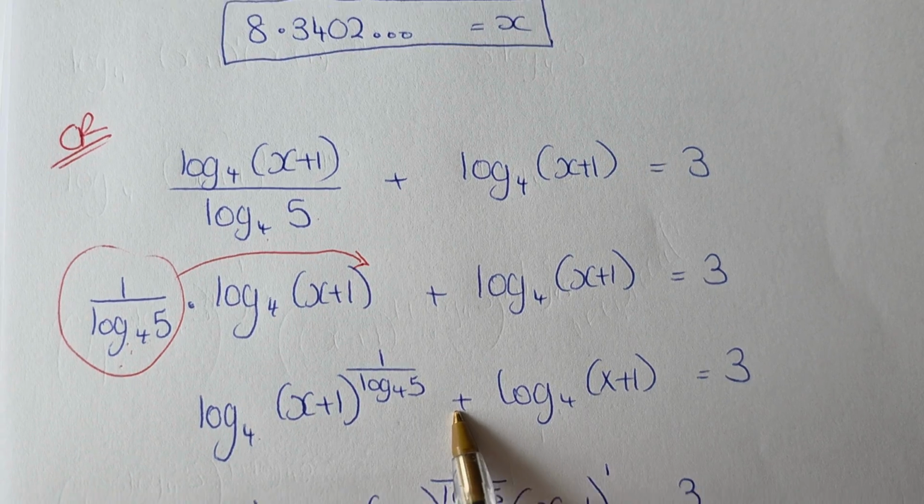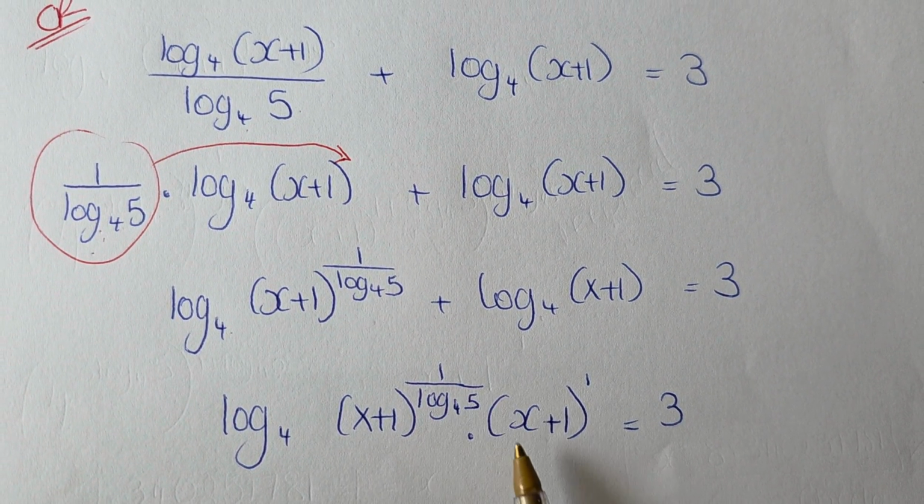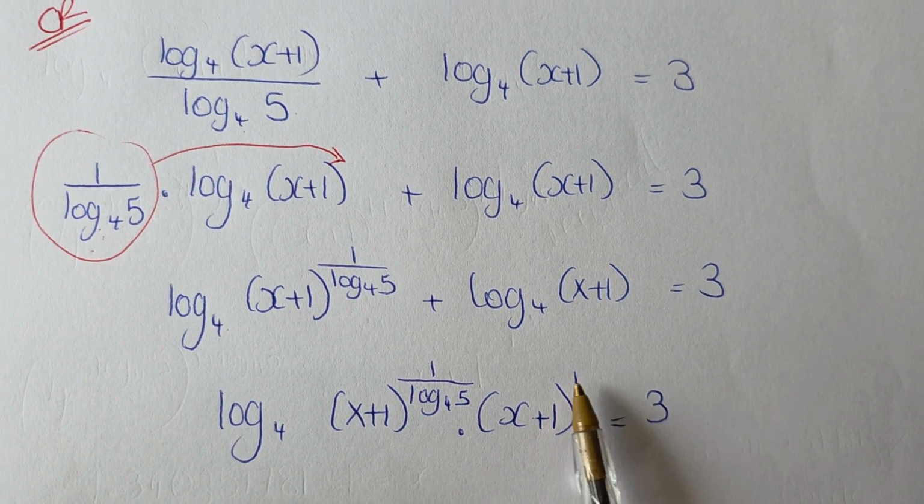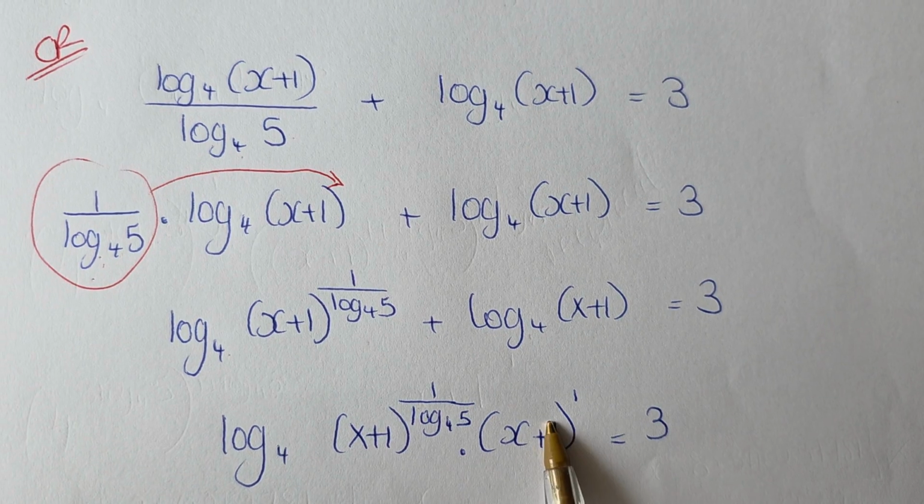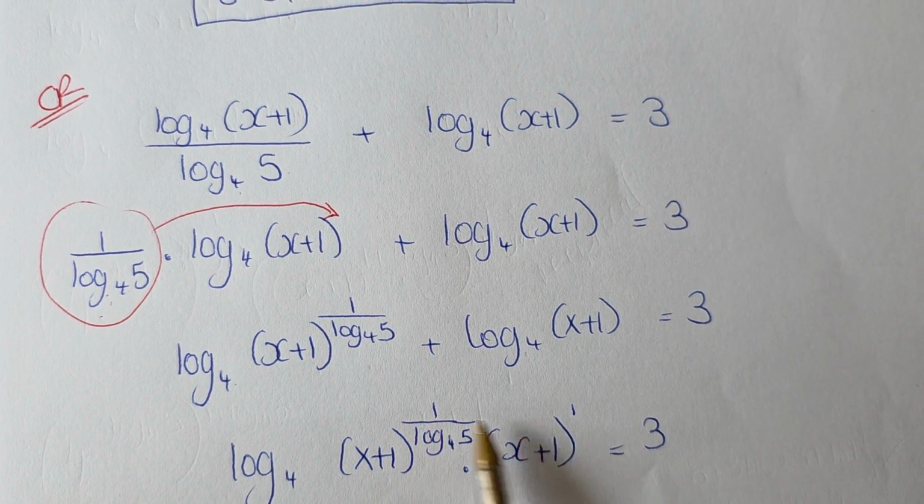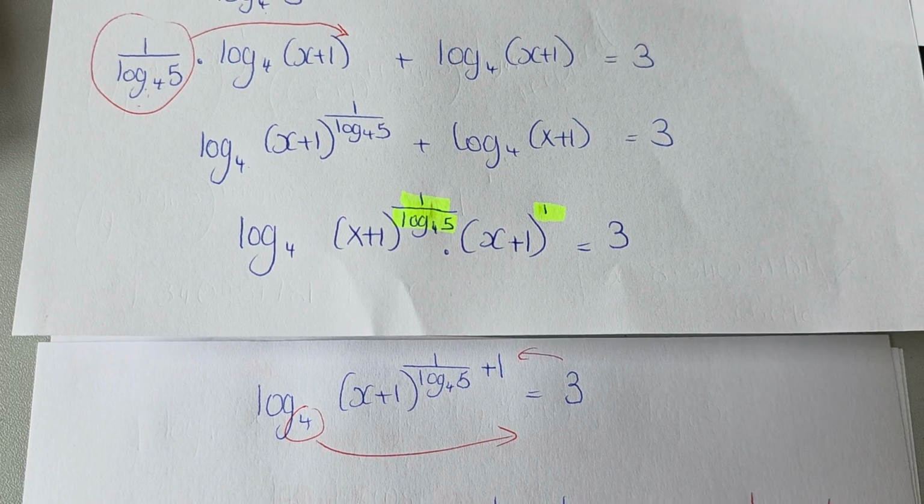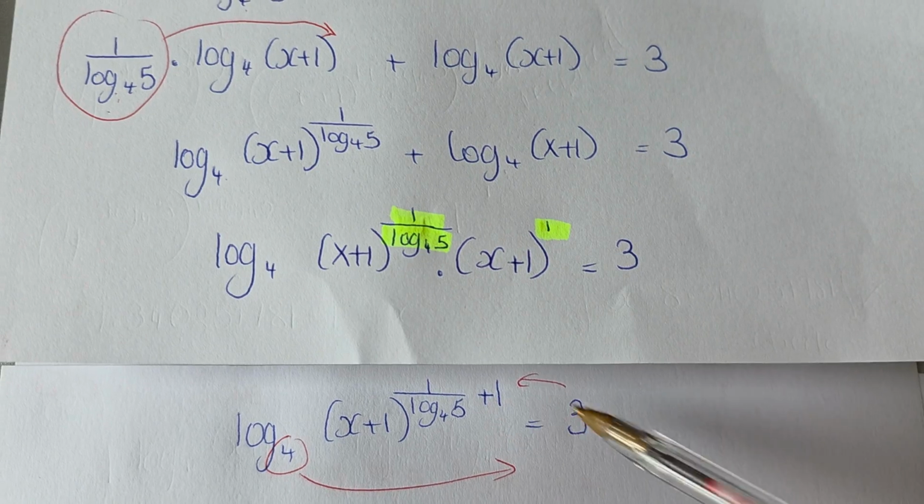Okay. Addition turns into multiplication. So now it's going to be the log of this bracket to the power of that, multiplied by that bracket, which would be to the power of 1, all equal to 3. Because the brackets are identical, x plus 1, I can apply rules of indices. You can add the powers. Okay, so then you'd get a power of 1 over log 5 base 4 plus 1, all now equal to 3.